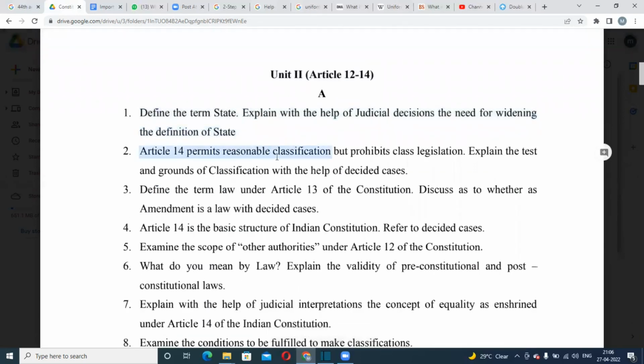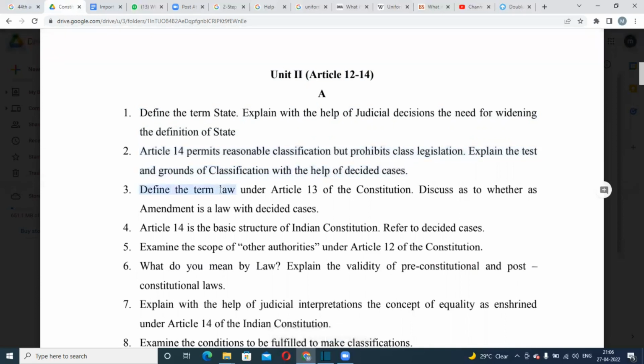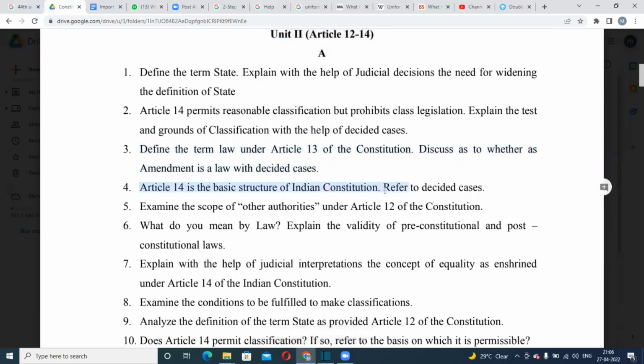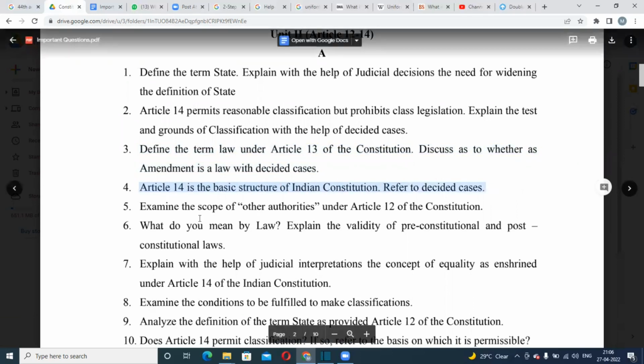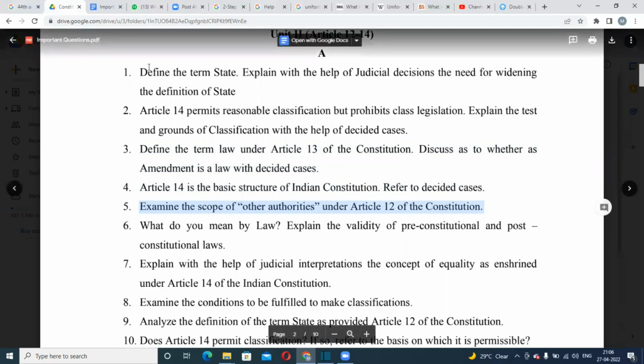Article 14 permits reasonable classification but prohibits class legislation. Explain the test and grounds of classification with the help of decided cases. Define the term law under Article 13 of Constitution. Discuss as to whether an amendment is a law with decided cases. Article 14 is the basic structure of Constitution. Refer decided cases. Examine the scope of other authorities under Article 12 of Constitution. This is similar to question number 1.